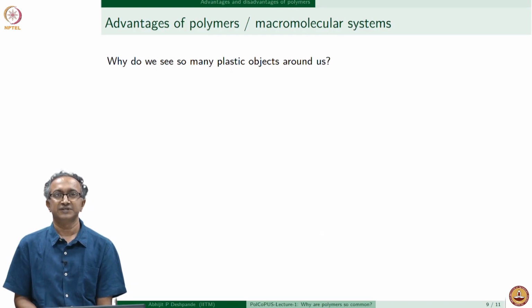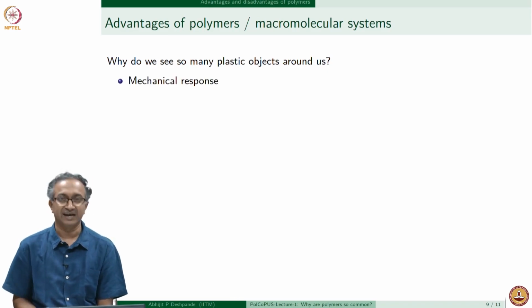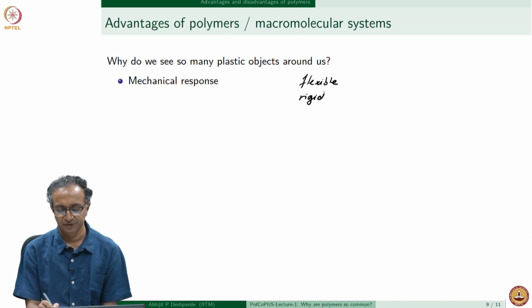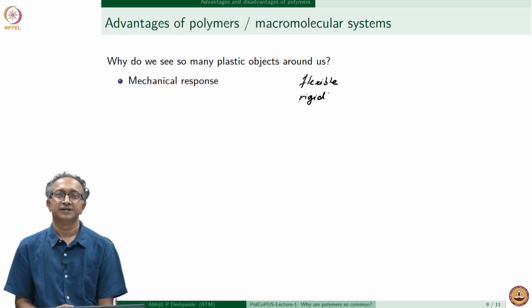the first thing you could see is the range of properties that they show. For example, if you look at mechanical response, if you want a flexible material, you can use a polymer. If you want a rigid material, you can use a polymer. So you can get polymers and plastics by changing their chemistry and their structure. You can get a variety of properties.